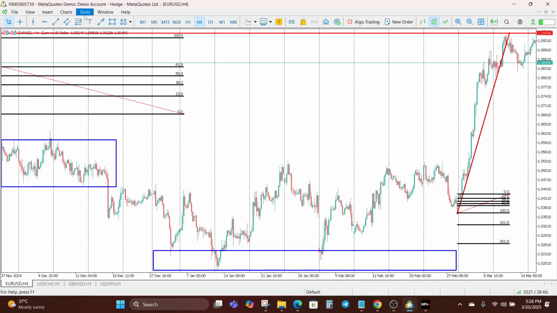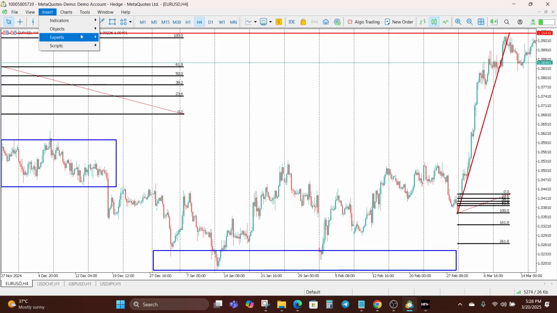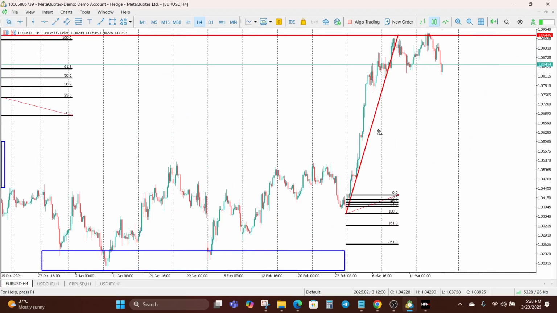And then the other shapes, you can actually use them depending on what you want to achieve, basically.